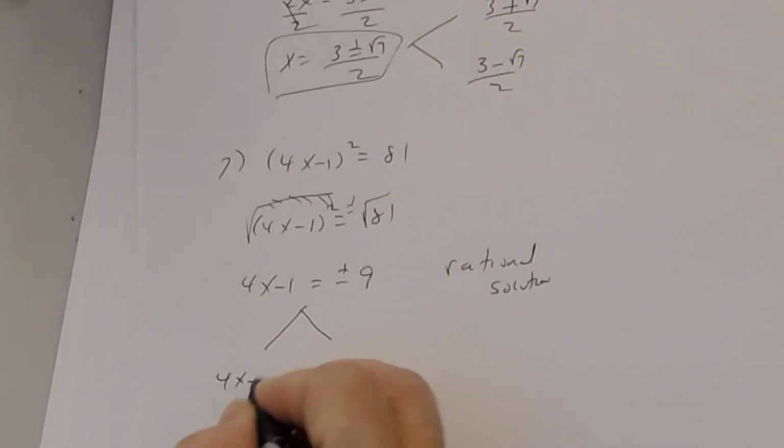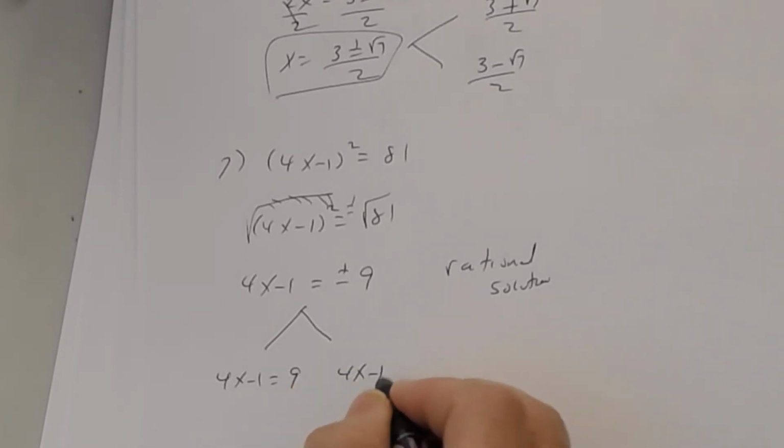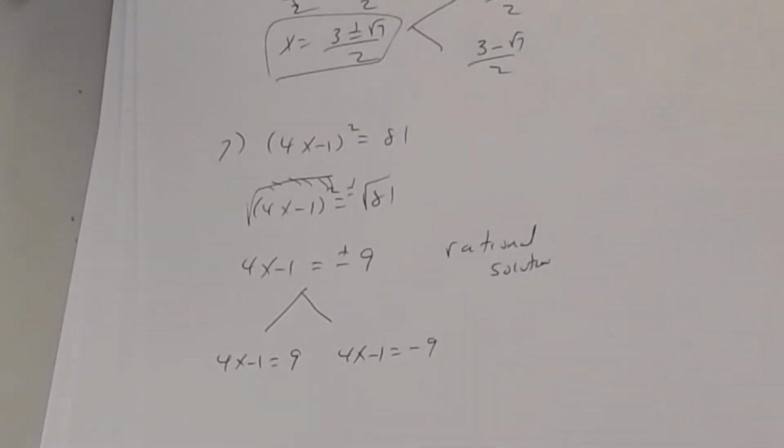So 4x minus 1 equals two numbers. What's one of them? 9. And the other one's a negative 9. So notice I went from a quadratic equation to linear and just solve those linear equations.